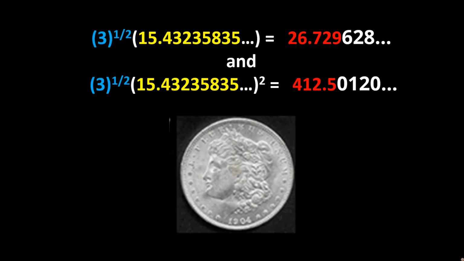So again, what are the odds that the square root of 3 multiplied by the grain-gram ratio is equal to this coin's weight in grams? And likewise, what are the odds that the square root of 3 multiplied by the grain-gram ratio squared equals this coin's weight now in grains? I don't know either. But again, it must be huge.